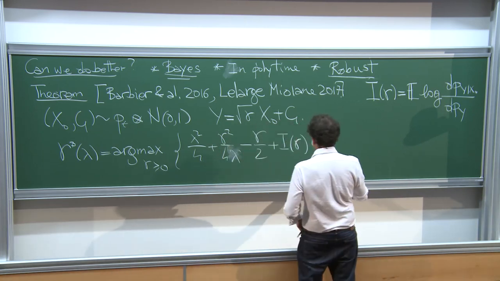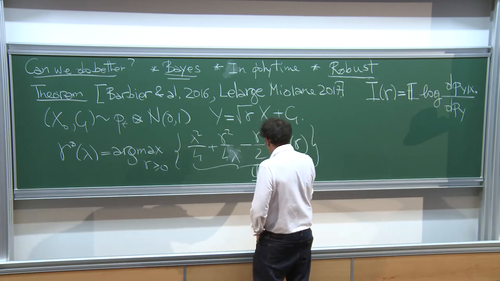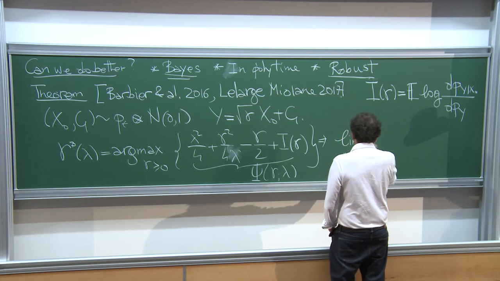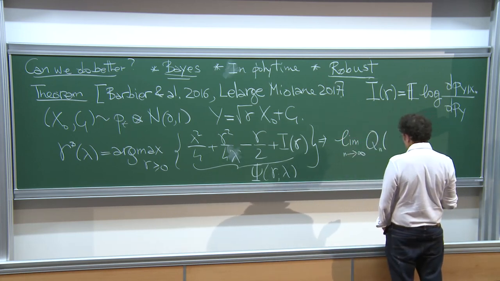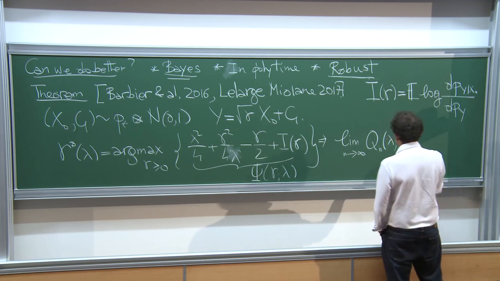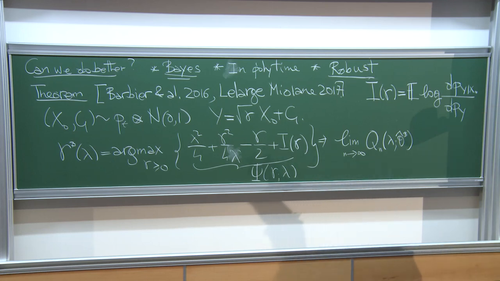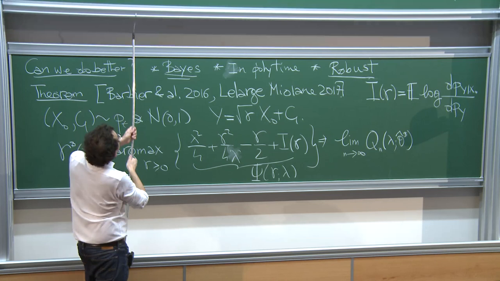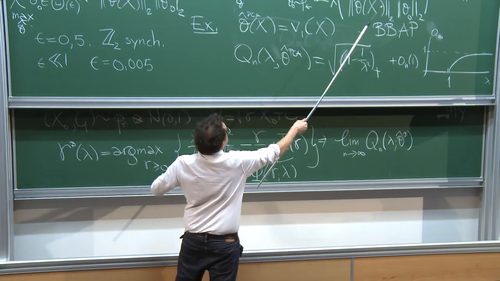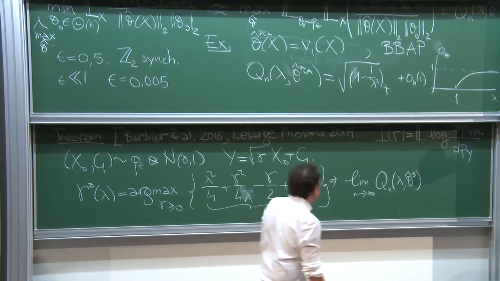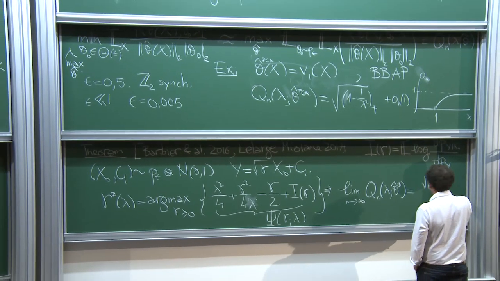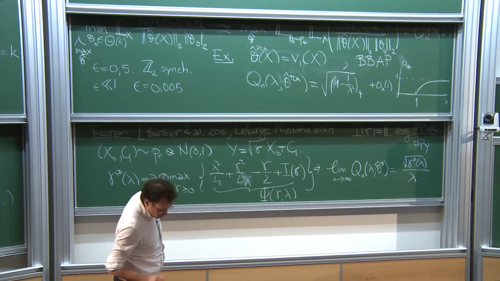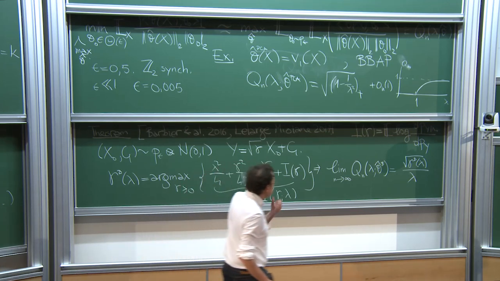So you maximize this function, which we call psi of gamma and lambda. Then the limit as n goes to infinity of q_n of lambda and theta Bayes, where theta Bayes is whatever maximizes the overlap, so the optimal estimator is the estimator that optimizes this criterion, is the square root of gamma Bayes of lambda divided by lambda. So this is the story.